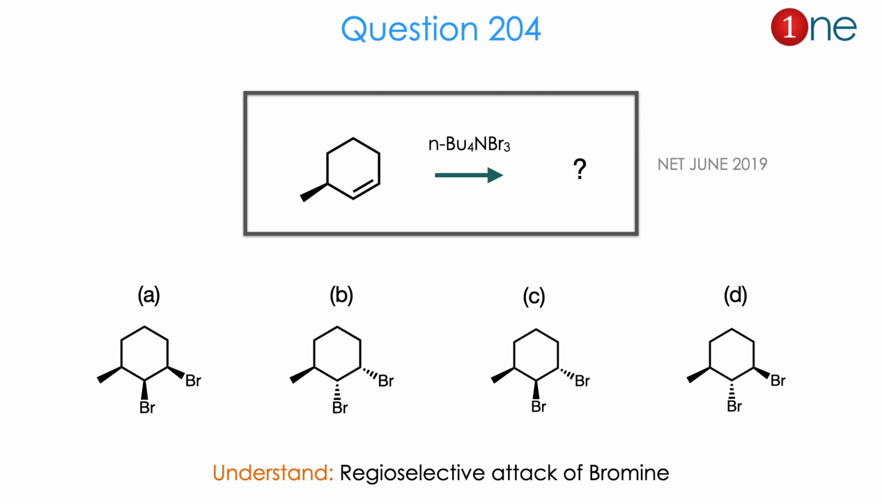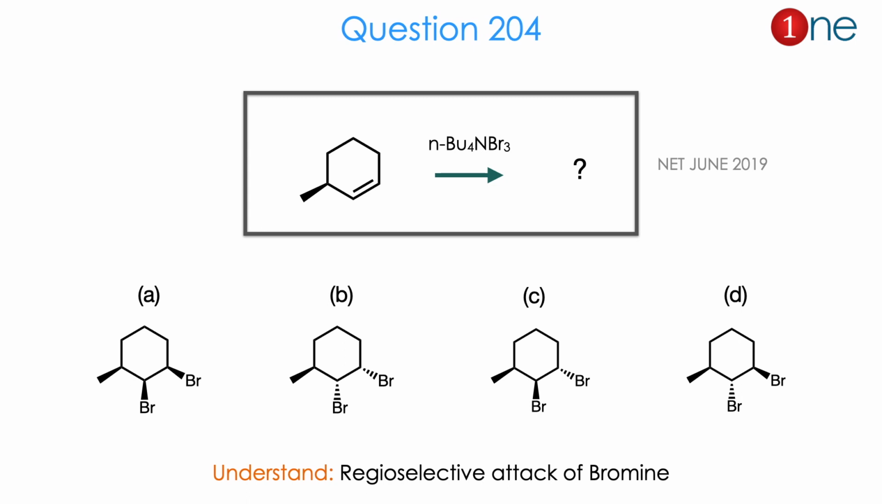Then let us look at the next question. They are asking about cyclohexene with a methyl group, treated with a quaternary ammonium salt with Br3 minus. They are asking what is forming. Here they have given the possibilities, whether the two bromines are syn or trans, or the bromines are syn to methyl or trans to methyl.